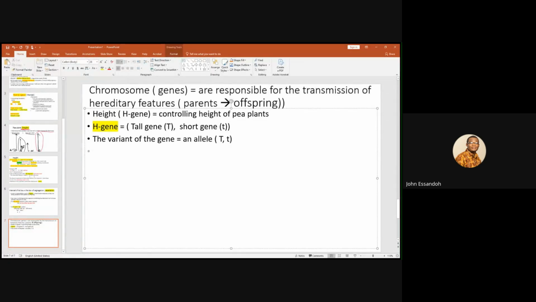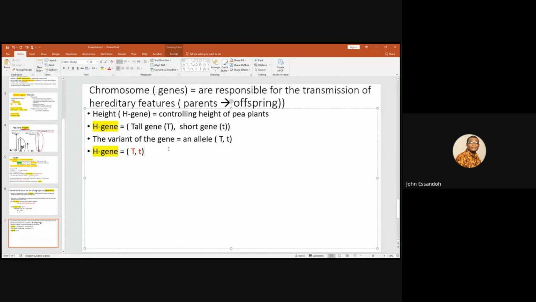So if I take the H gene of the pea plant, I will have capital T and small t. The gene is one, on the chromosome, but some plants will have the tall version, others will have the short version. So this variation in this gene is what we call an allele.